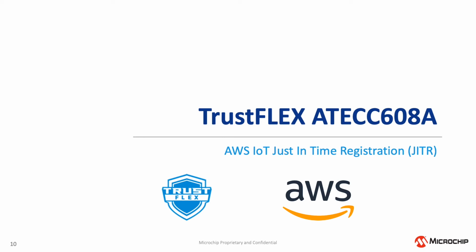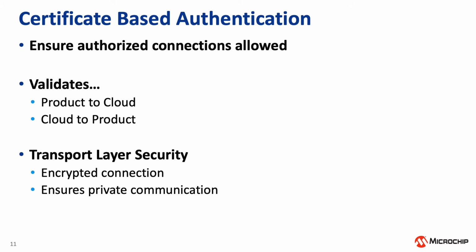Today, I'm going to focus specifically on the AWS just-in-time registration implementation and how we leverage the TrustFLEX ATECC608 within this environment. So let's go through a few basics. The certificate-based authentication is what we're going to talk about, using X.509 certificates. At a high level, it ensures authorized connections are allowed to the cloud platform, so in this case, AWS IoT. It validates two things, the product to the cloud and the cloud to the product. That's your mutual authentication. And all of that is done through TLS, transport layer security, that brings encryption of the connection and helps to ensure private communication of data.